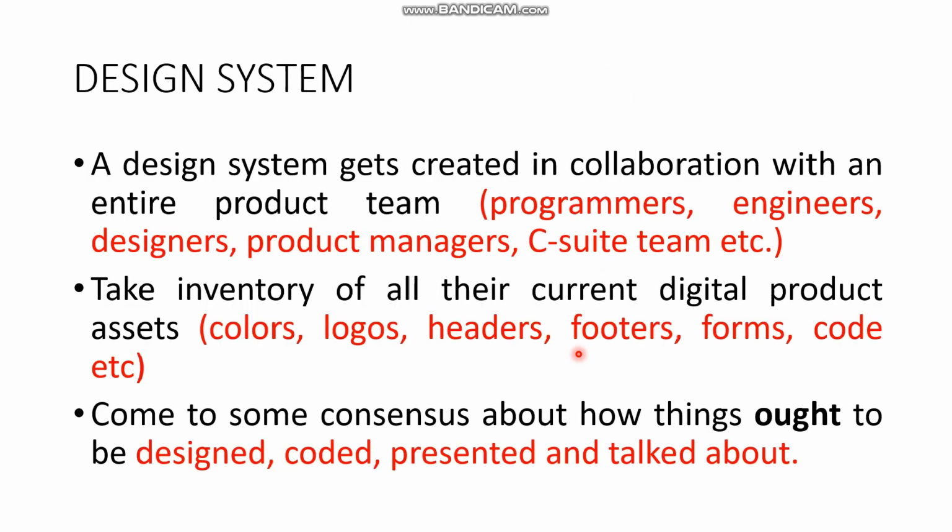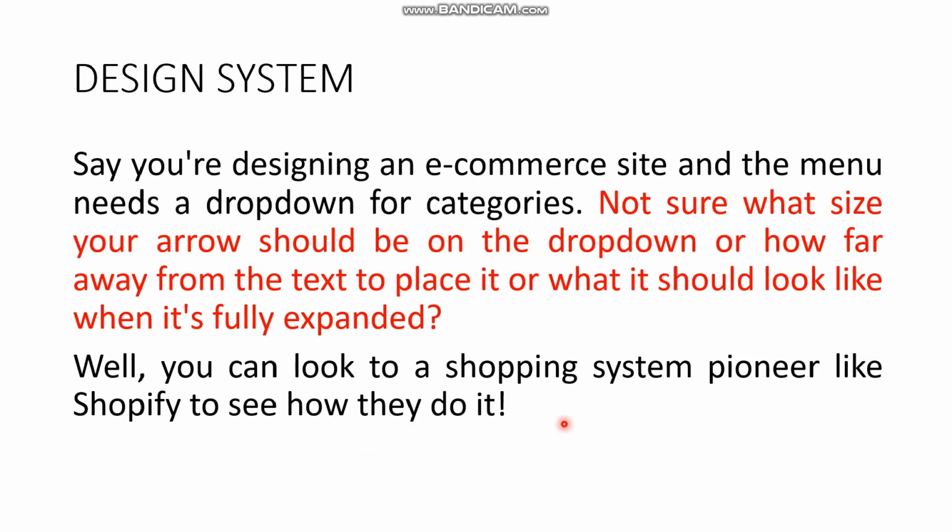So what is a design system actually? It's a system that is created by programmers, engineers, designers, and product managers. Basically, they collaborate together to create this system, and it covers the color, logo, headers, footers, everything about the product, and they have come to an agreement on how those things should be designed, coded, presented, and talked about.